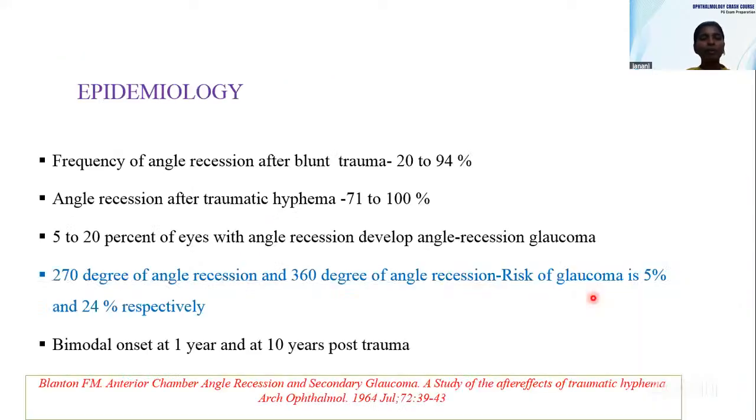And coming to the epidemiology, the frequency of angle recession after blunt trauma is 20 to 94%. And angle recession after traumatic hyphema is 71 to 100%. And not all angle recession develop glaucoma. 5 to 20% of eyes with angle recession develop angle recession glaucoma. And also, as the degree of angle recession increases, the risk of glaucoma also increases.